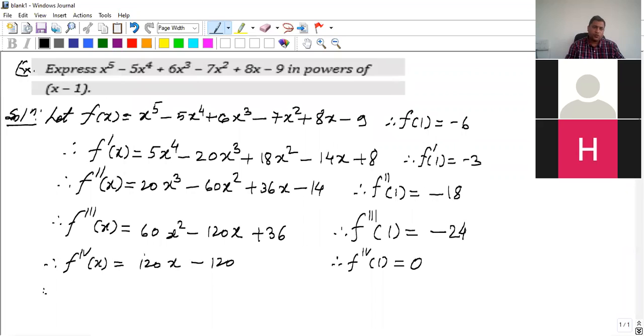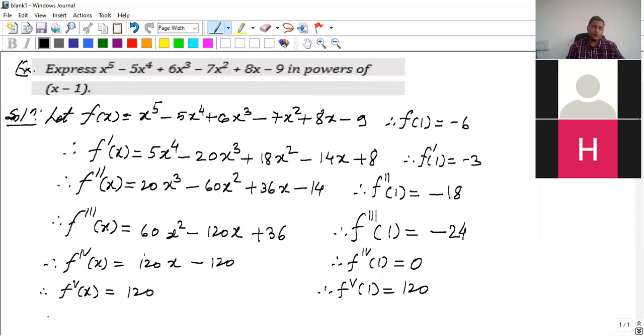Now think of the fifth derivative at x. So it will be 120. What will be the value of the fifth derivative at 1? What is this value we will have? 120. Yes, 120. So this is going to be 120. That's good. So we got all the values.